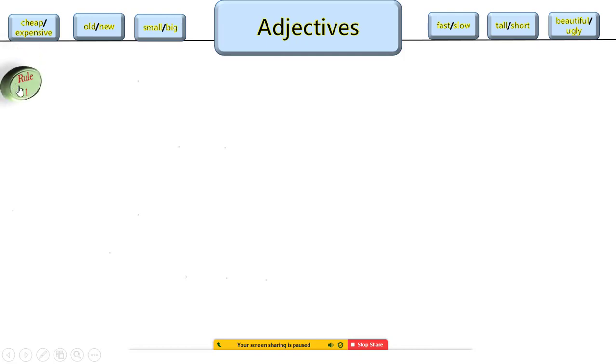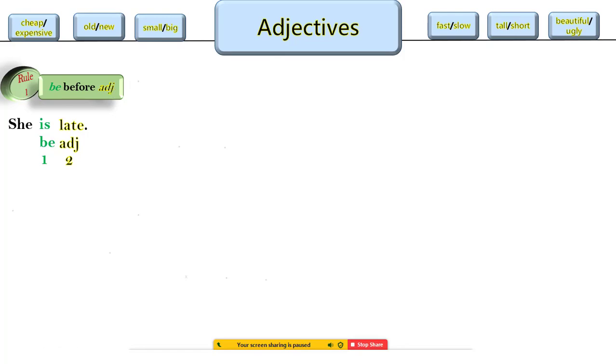Rule number one, she is late. Is verb to be, late, the adjective, okay? And here we have verb to be number one, adjective number two. So verb to be number one, adjective is number two, okay? So here we have verb to be before adjectives. Always verb to be before the adjective.